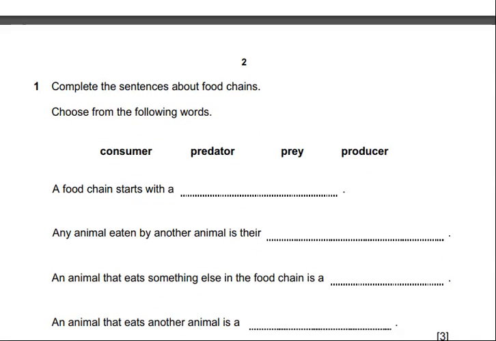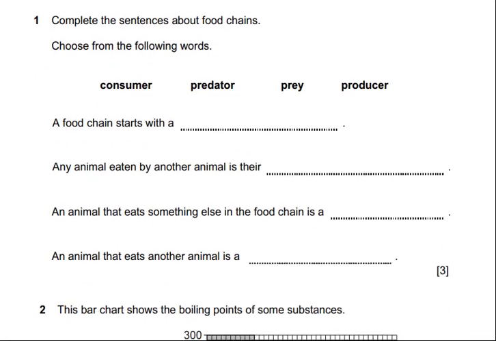Question number 1. Complete the sentences about food chains. Choose from the following words: consumer, predator, prey, producer. A food chain starts with a producer. We know that all food chains start with producers, okay? And number 2, any animal eaten by another animal is their prey. And 3, an animal that eats something else in the food chain is a consumer. And number 4, an animal that eats another animal is a predator.